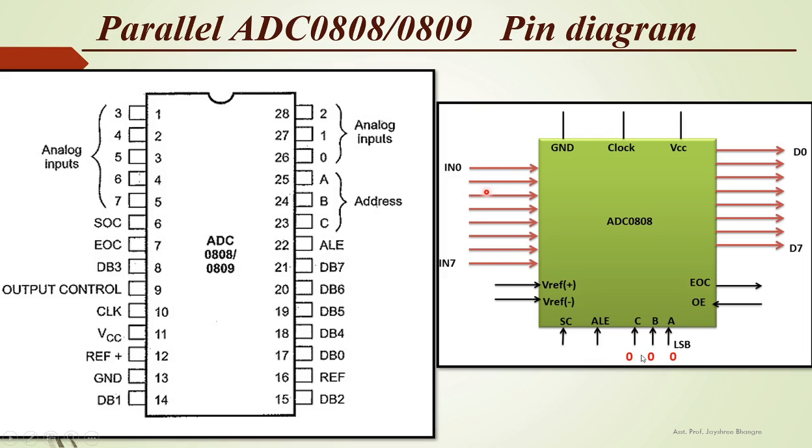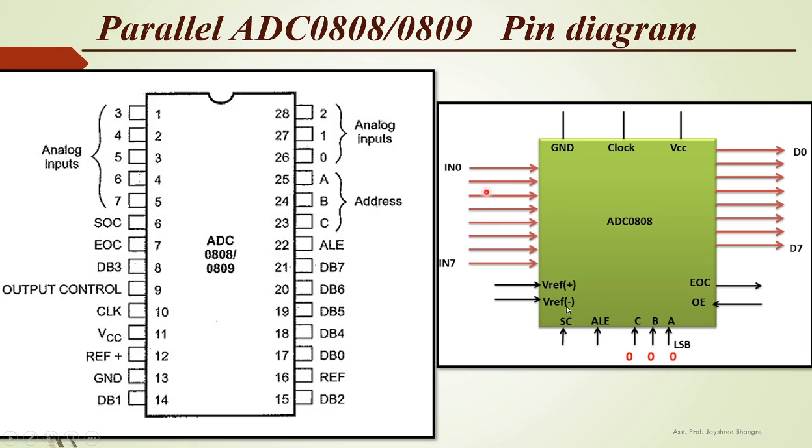If we apply 000 to these input lines, we can select the in 0 or input 0 channel. If we apply 001, then we can select in 1 channel. To latch this address, the address latch enable pin is used. To start the conversion, the start conversion pin is used, and this pin is similar to the write pin of ADC 0804.